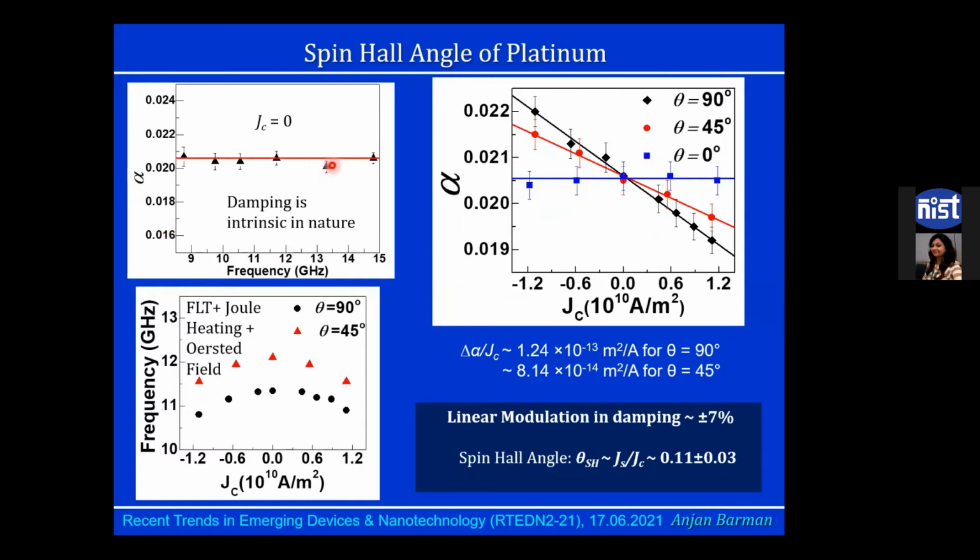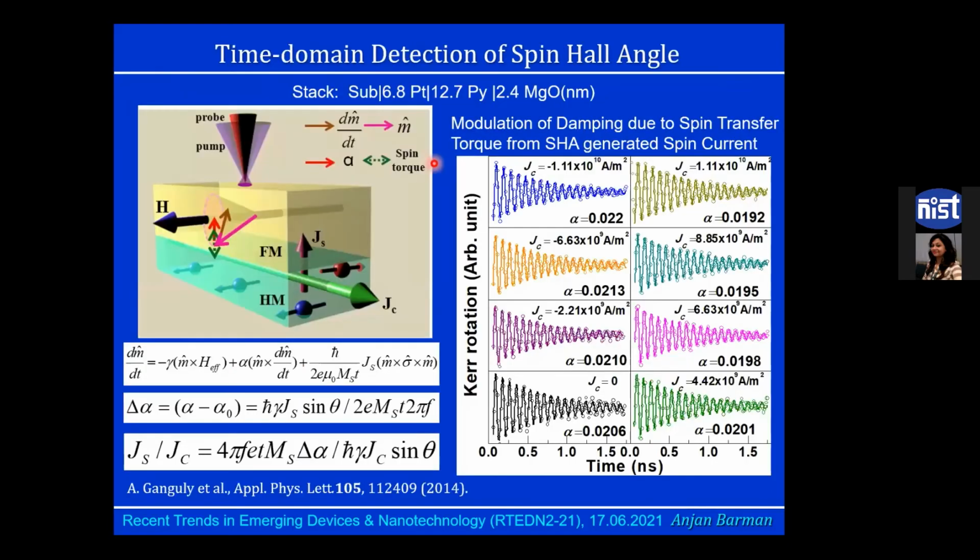So that tells me that the damping is intrinsic in nature. And then I plotted alpha as a function of the charge current. And you can see that for zero charge current, this is the intrinsic damping. And theta equals 0 degree, that is flat. But when I'm varying the value of theta, this is the bias field angle basically. So theta is this angle, the bias field angle.